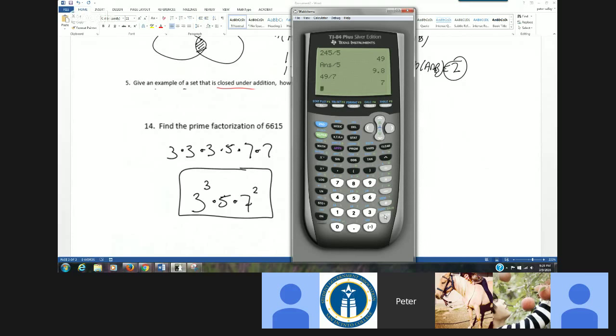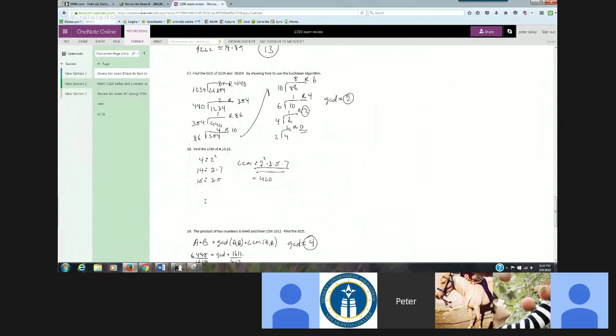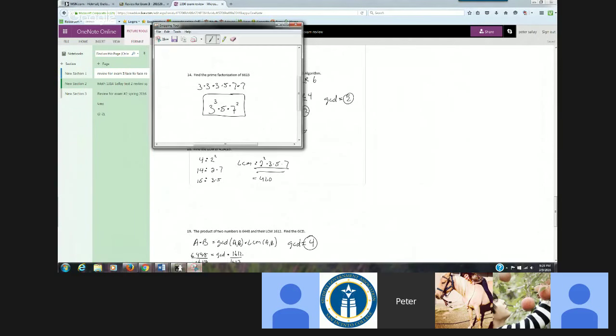So that's the method I went through, but you're more than welcome to do a tree diagram on that one. And then you asked about 18. 18, yeah, same thing. Find the LCM of 4 numbers. So let me make it bigger.